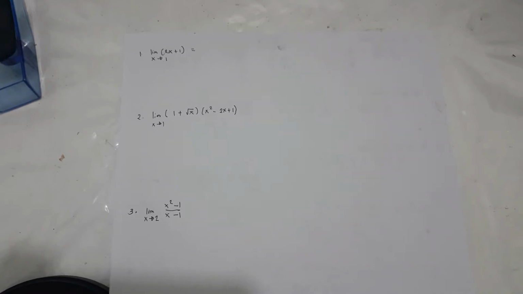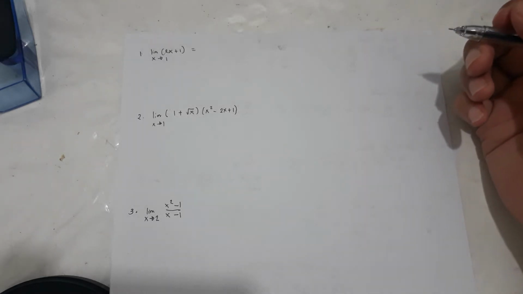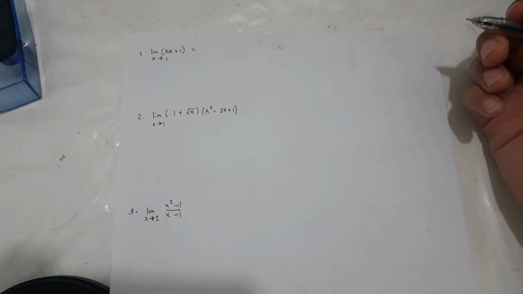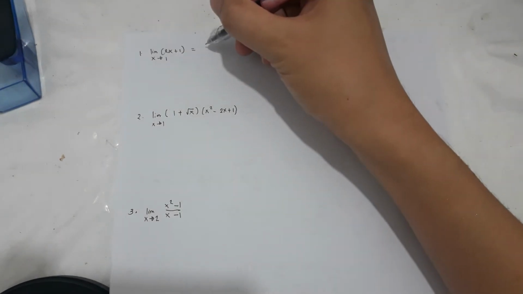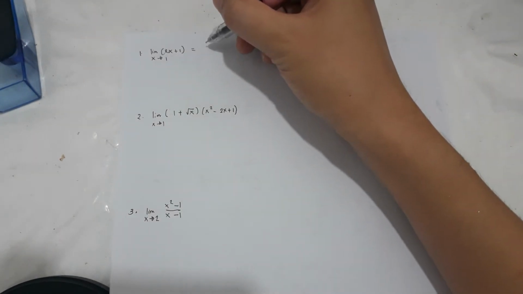So now we're going to solve for the limit of a polynomial. We're going to use first the different limit laws, and after that we're going to use one law which will make it easier for us to answer. So the first one is we're going to solve for the limit of 2x plus 1 as x approaches 1. That's number 1.